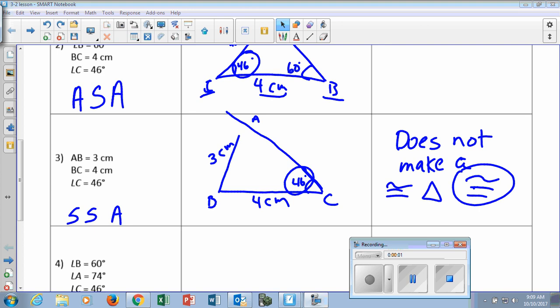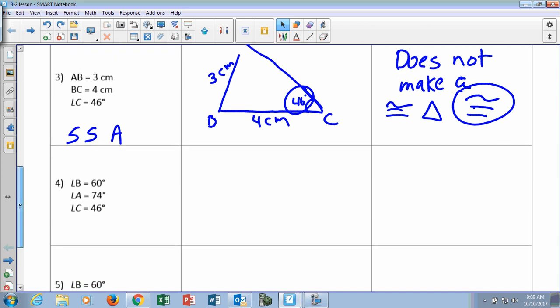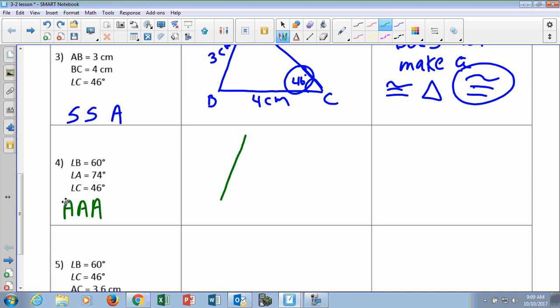Okay, so we're going to try to see if these last two triangles are congruent to the one on page 64. This one gives you all three angles. So here they give us just the three angles, right? So this is angle, angle, angle.